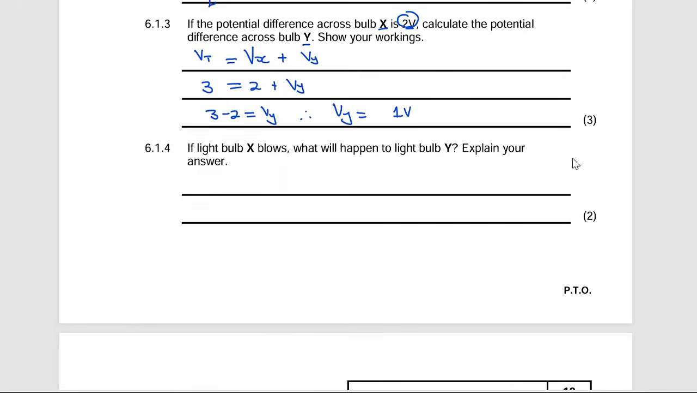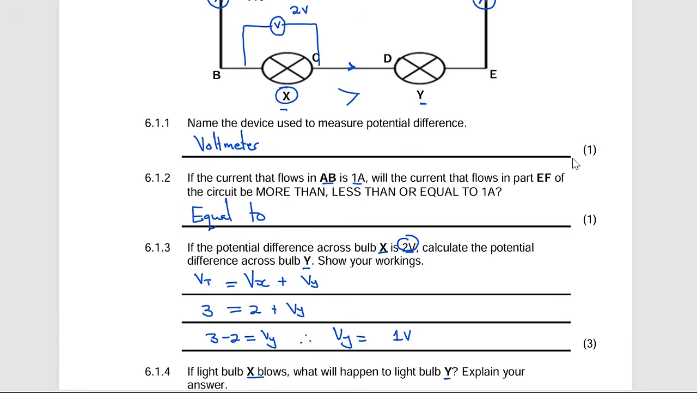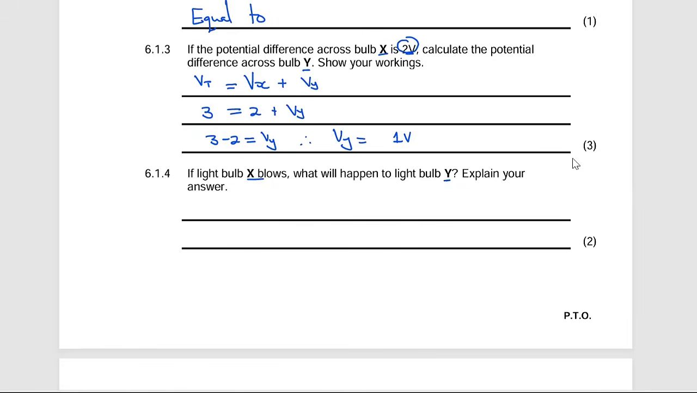I will proceed to question 6.14, which reads, if the light bulb explodes, what will happen to light bulb Y? Then explain your answer, right? So this Y is going to go off. The reason being that this one is no longer functional, so it now acts as a switch, right? It's now preventing the current to flow, right? So if bulb X blows out, what happens to Y? Bulb Y will go off.